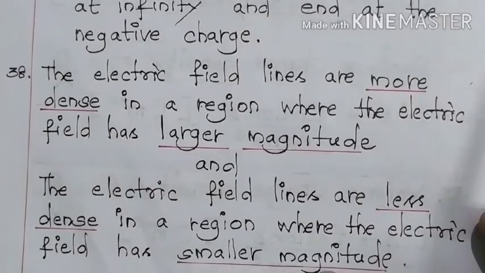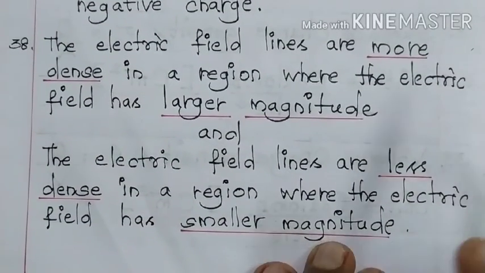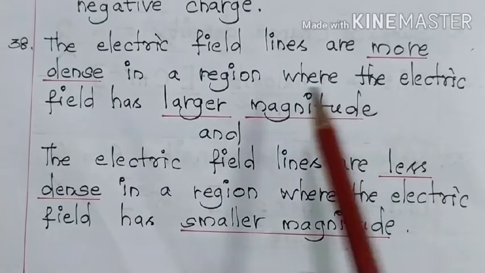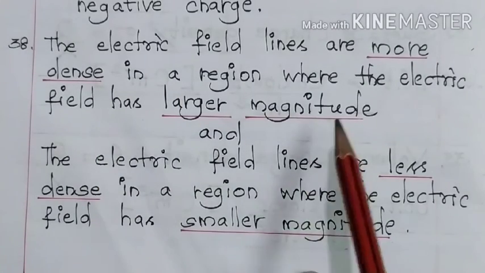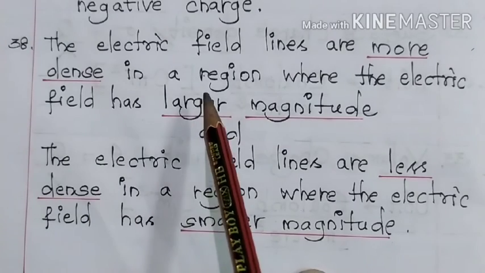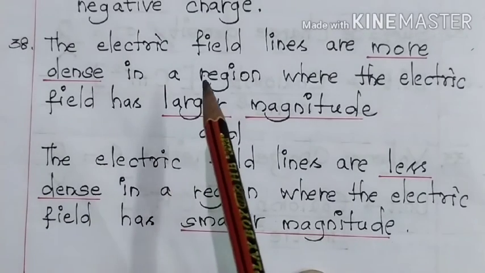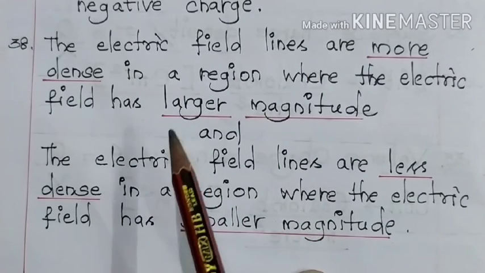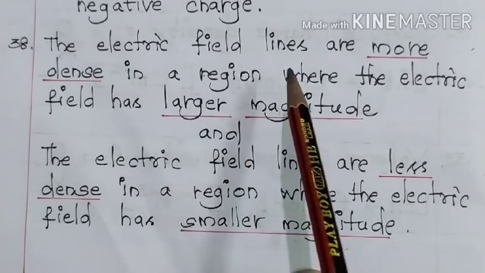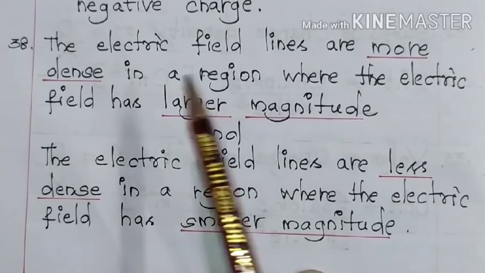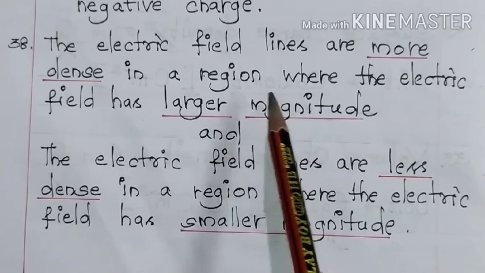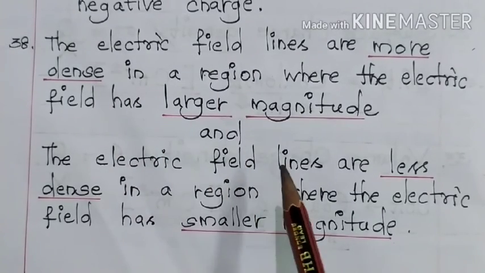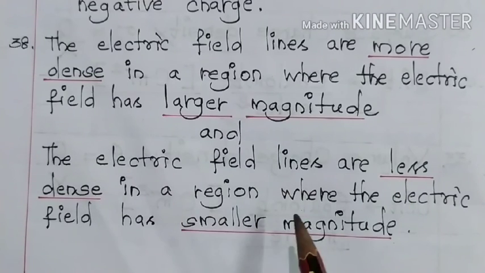Next point. The electric field lines are more dense in a region where the electric field has larger magnitude. So, when we look at the diagram, we can find that the electric field lines are more dense. It means they are closer to one another in a region where the electric field has larger magnitude, or where the electric field strength is more.